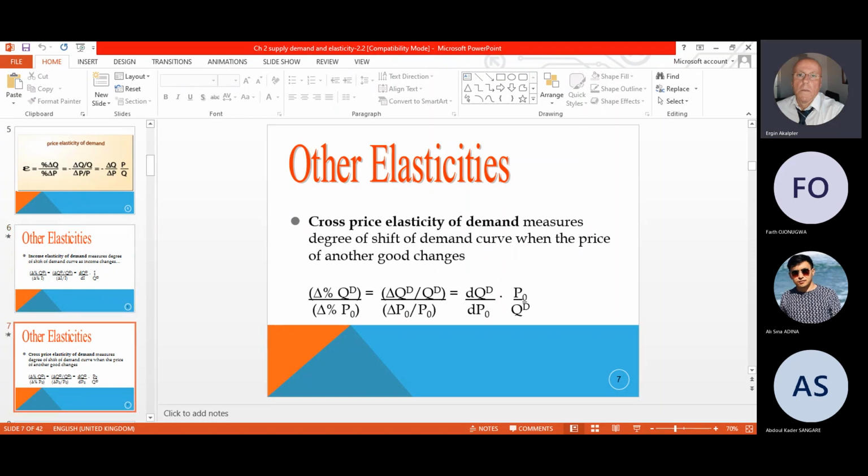The cross price elasticity is also introduced to you. It measures the degree of shift of the demand curve when the price of another good changes.